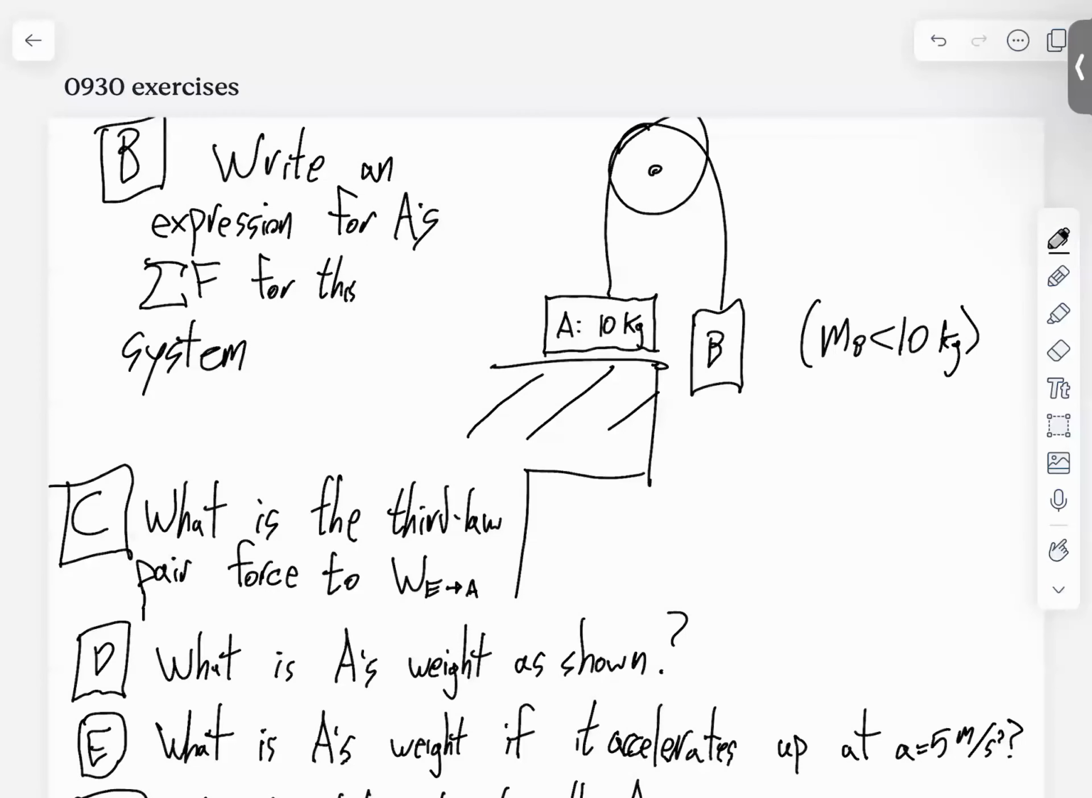ma, again, I repeat, ma is total force on the object. I guess in the example given, that would be tension minus weight. Don't confuse mg for ma. Weight is a particular force. Weight is always mg.